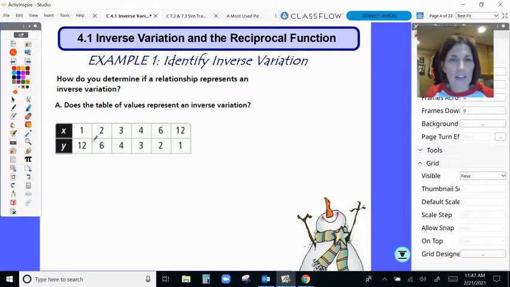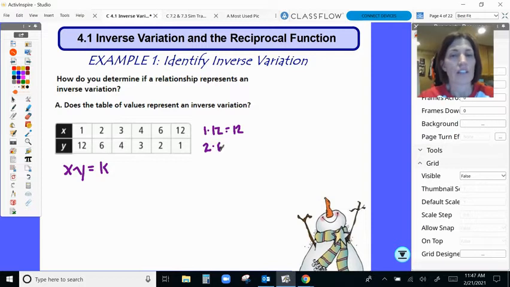All right, so how do you determine whether the values represent an inverse variation? Always remember, inverse variation means we multiply x and y. So x times y always gives me my value, what we call k. If I multiply here, 1 times 12 equals 12, 2 times 6 equals 12, 3 times 4 equals 12, and 4 times 3 equals 12. Because this is all equal to 12, 12 is what's called my constant of variation.